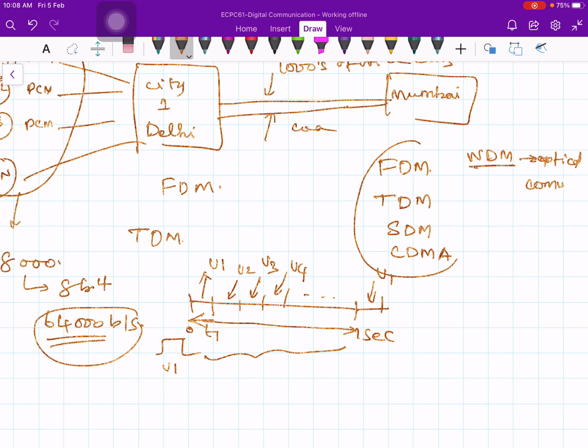Let me talk about this multiplexing in the context of PCM in the next class.